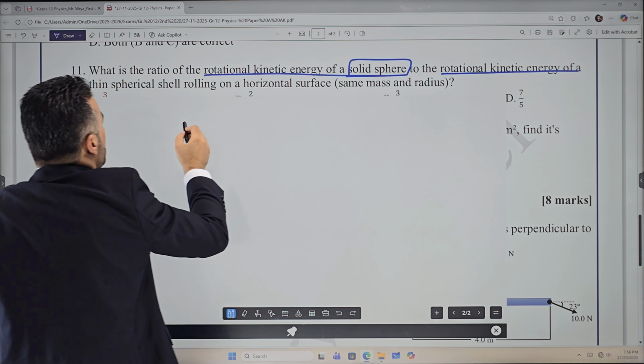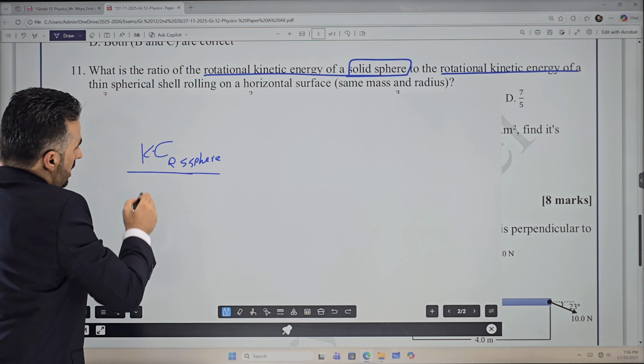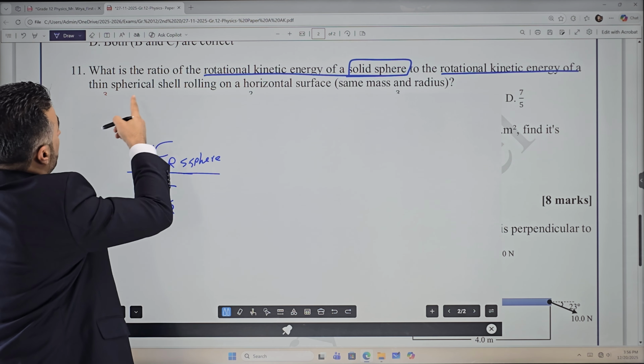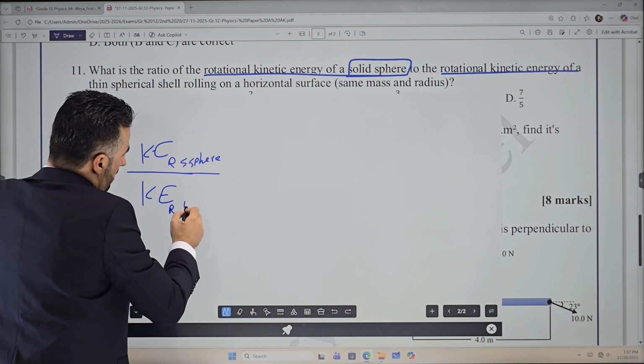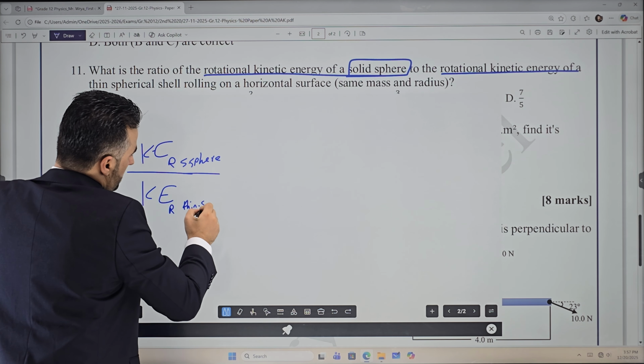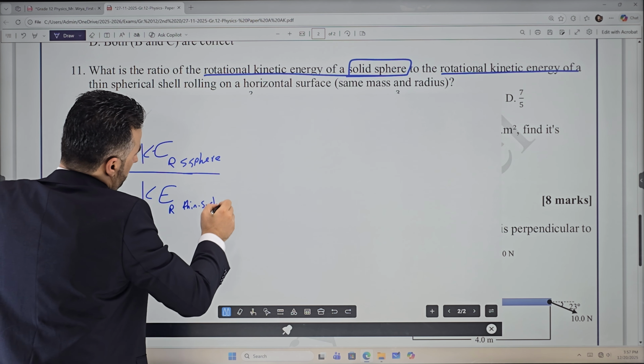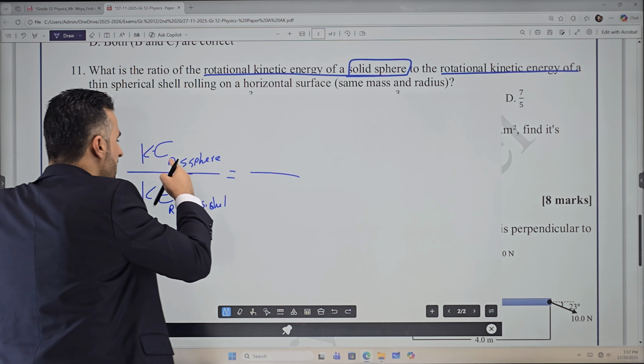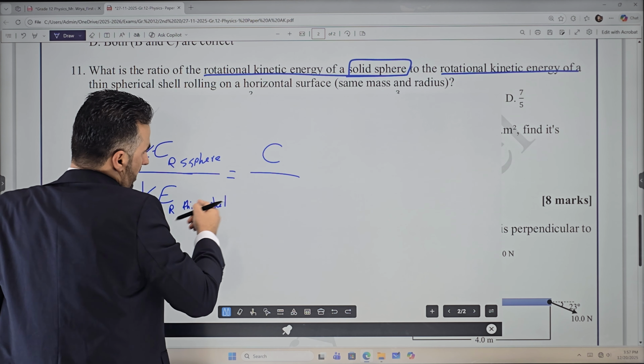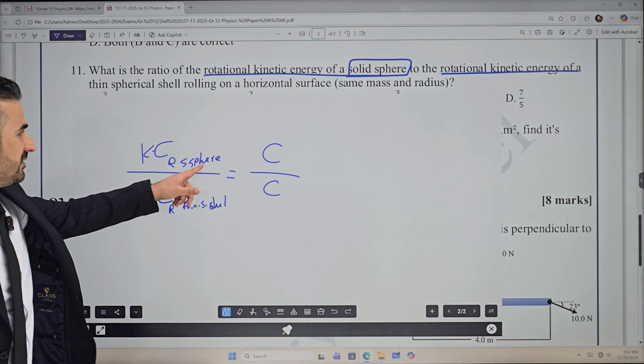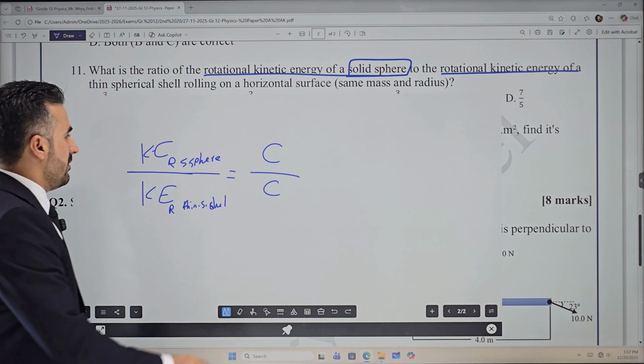So this one is a bit different, right? But you guys don't worry. Here it says rotational kinetic energy. Rotational kinetic energy for what? For a solid sphere. To what? To the rotational kinetic energy for what? For a thin spherical shell. Okay, so remember, we said whenever you have rotation, just write C instead. Whenever that is C for this one too. But remember, we have different shapes, so you have to try different numbers in here.